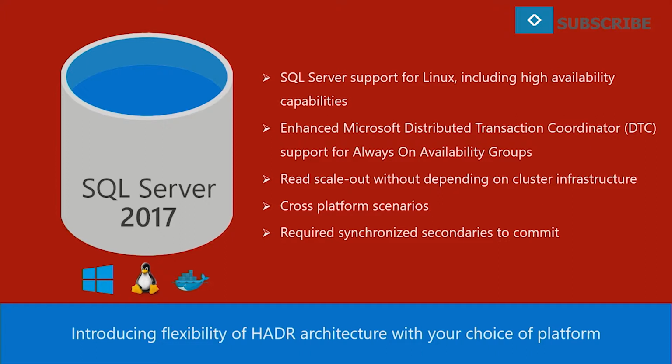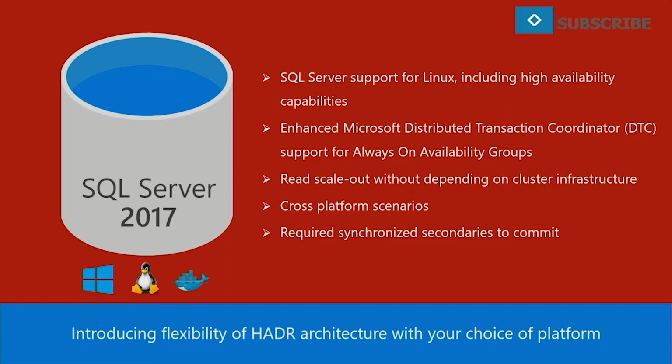The biggest addition to SQL Server 2017 is the support for SQL Server on Linux distributions. But there are other aspects that we invested in. For example, enhanced Microsoft Distributed Transaction Coordinator support for Windows Server-based configurations, a configurable number of required sync write commits for availability groups to enable enhanced data protection in addition to high availability, or cross-platform scenarios with backup restore, log shipping, and availability groups. And ultimately, additional read scale-out scenarios with Windows and Linux.